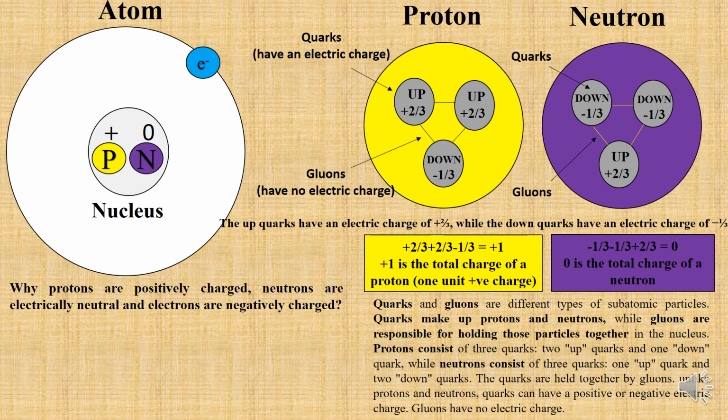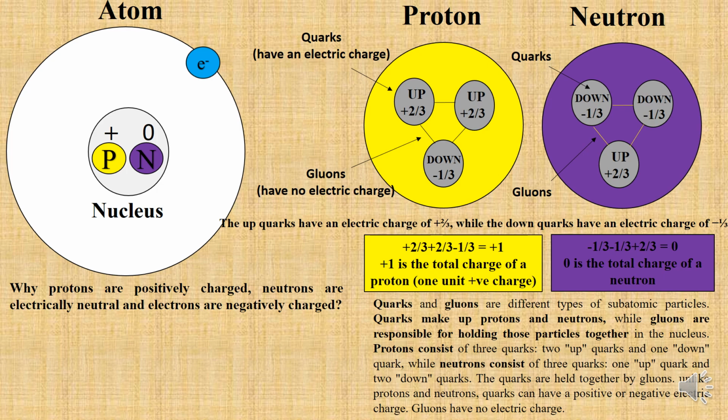So quarks and gluons are different types of subatomic particles. Quarks make up protons and neutrons, while gluons are responsible for holding these particles together in the nucleus. Protons consist of 3 quarks, 2 up quarks and 1 down quark, while neutrons consist of 3 quarks, 1 up quark and 2 down quarks. Now the quarks are held together by gluons. Like protons and neutrons, quarks can have a positive or negative electric charge, while gluons have no electric charge.